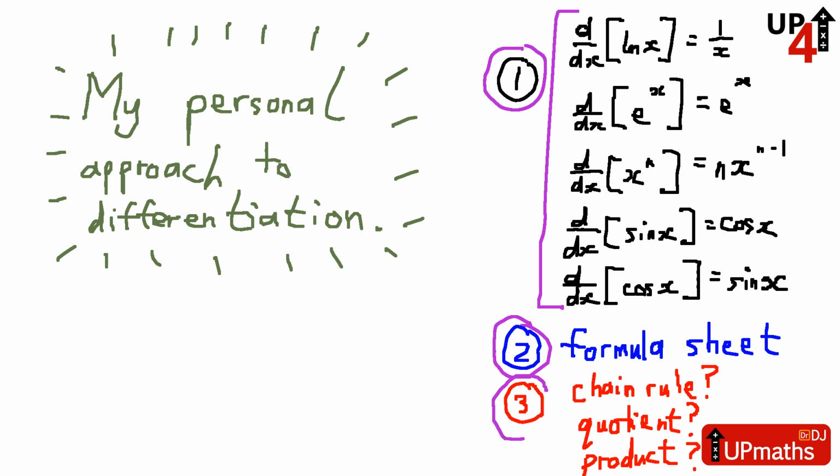And then my third step, if it's none of the first two, presumably it must be chain rule, quotient, or product. I'm now going to do a couple of examples. We're not actually going to work any of them out, we're just going to try and decide which step to use.